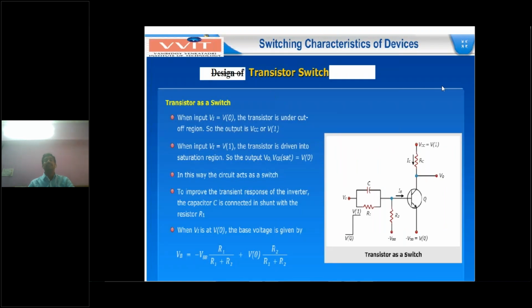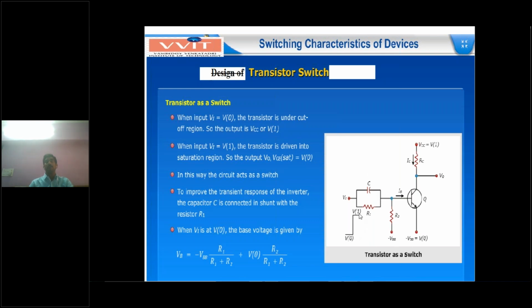Next one, design of a transistor switch. The design of the transistor switch uses the same common emitter configuration. Here one more capacitor is inserted, and a biasing voltage is provided. Why? Because the transistor operates as a switch: in cutoff it is an open switch, and in saturation a closed switch. In between, in the active region, the transistor operates as an amplifier. This active region transition width has to be reduced. That's why this capacitor and supply voltage are used.